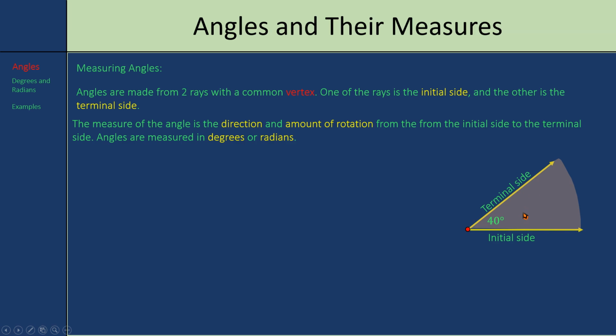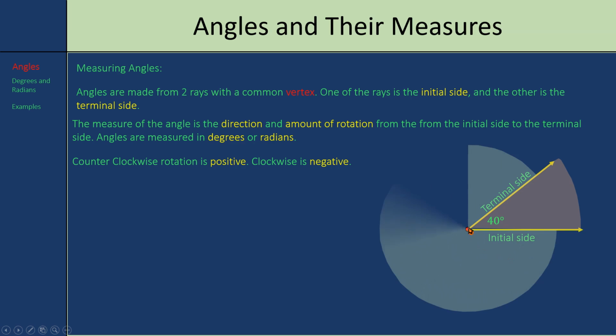If I go the other direction, clockwise, it would be negative. So counterclockwise is positive, clockwise is negative. Imagine if I go from the initial side, instead of going up, now I'm going to go down and around. So clockwise, it's going to be like this. It's going to be a total of negative 320 degrees.